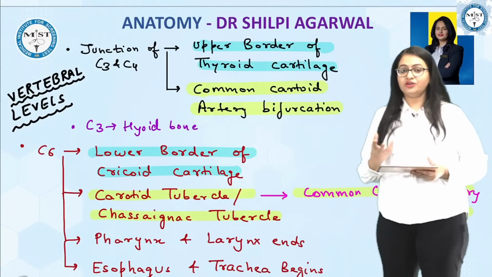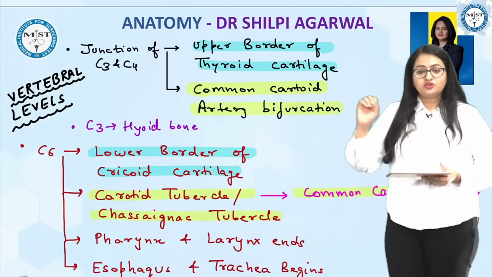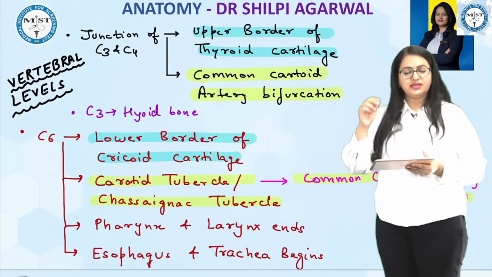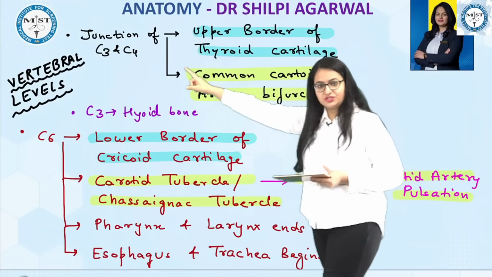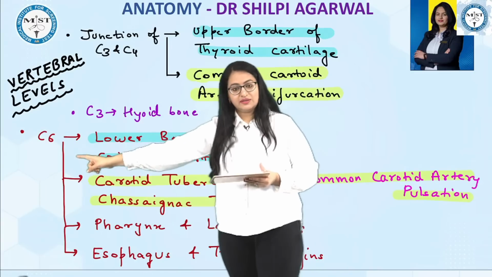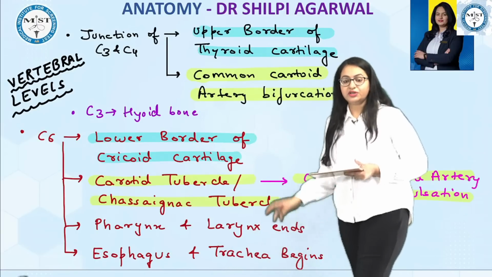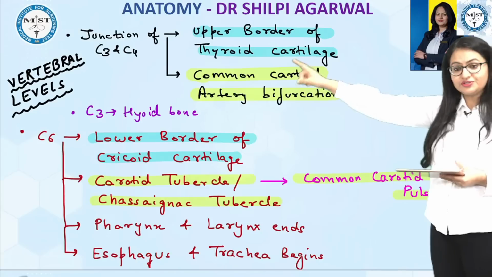They are very, very important and high yield, again the high yield topic. First of all, vertebral level of neck area. In the neck area, two important vertebral levels. First is junction of C3, C4, another is C6. I have written all of them. But in this also, if you ask which is most important, junction of C3, C4.